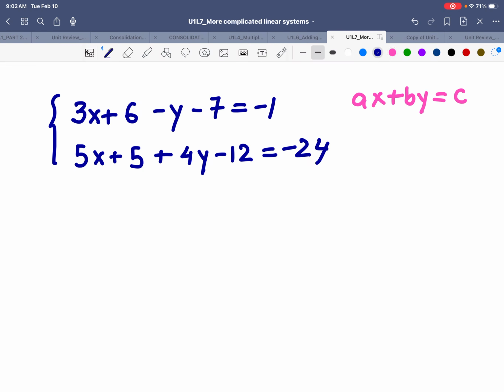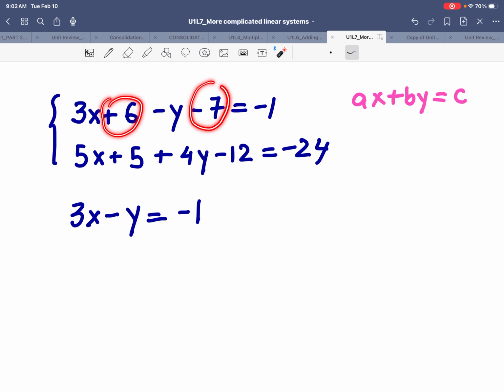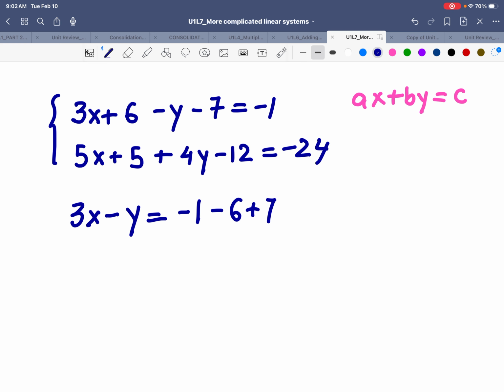So we're going to keep the x and the y on the left side, so 3x minus y. And we're going to take on the other side all the numbers. So -1 is already on the right side. Now, plus 6 minus 7 will make -1. When you take them to the other side, it makes a +1. If you want to do this in step-by-step format, this is what it's going to look like. So the 6 will become -6, and the -7 will become a positive 7.